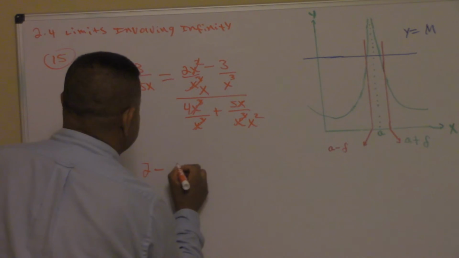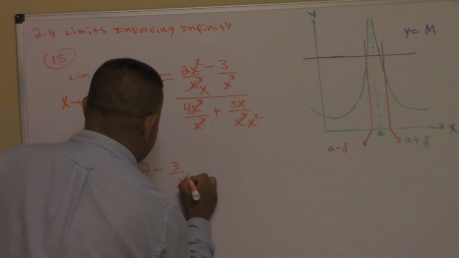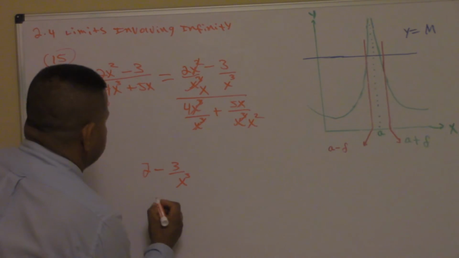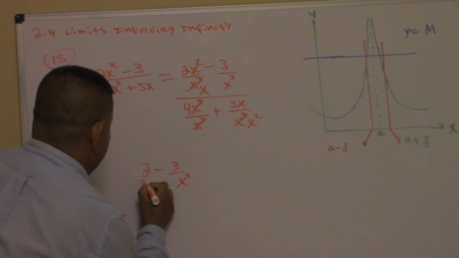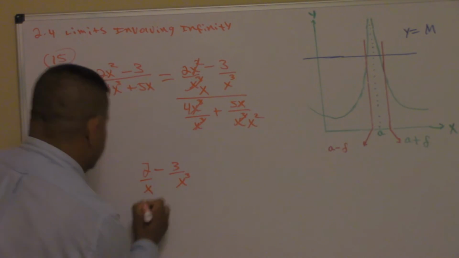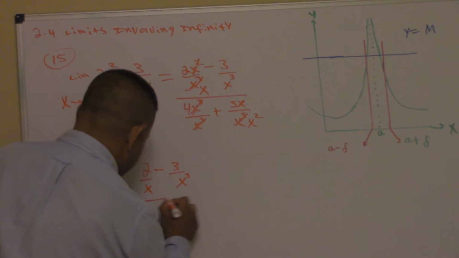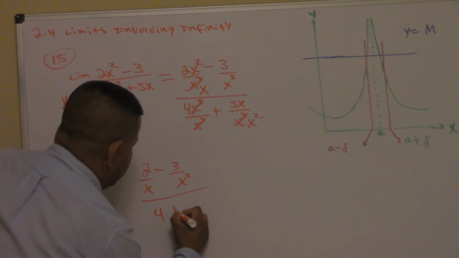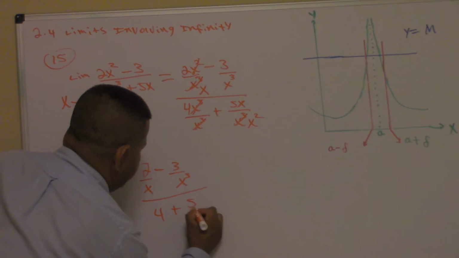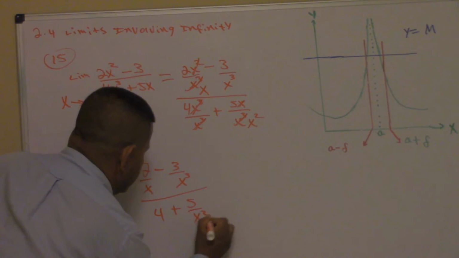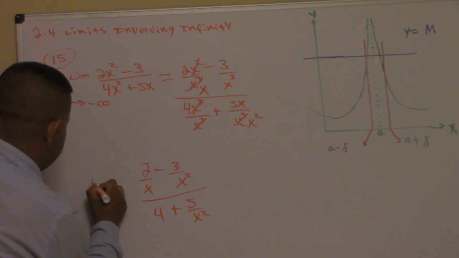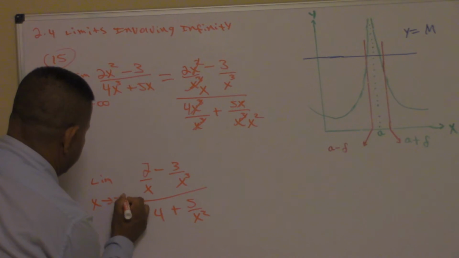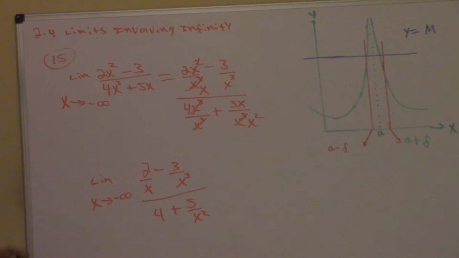2 minus 3 over x cubed, right? Then I get, okay, this is 2 over x, right? Then I get 4, okay? And then I get 5 over x squared, right? Limit as x goes to negative infinity, right?